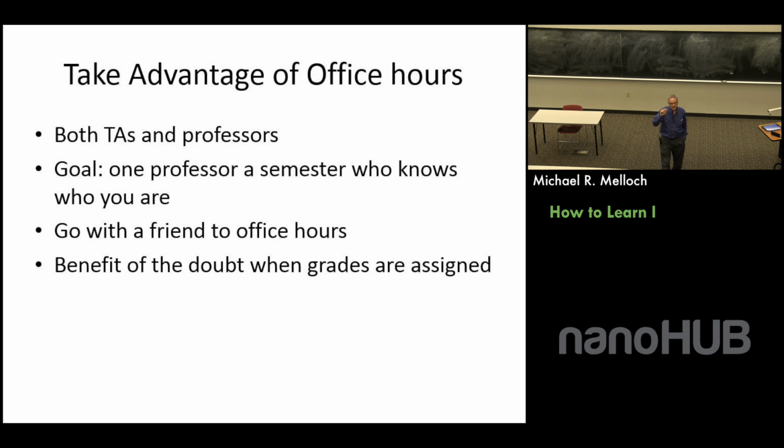A goal should be try to get one professor a semester to know who you are. Now this is especially important, I tell our undergraduates here, because they have these classes with 80 students and by the time to graduate, not a single professor knows who they are, and they need references or recommendations. So I tell them, go into office hours, if for no other reason, even if you don't need the help, to get the faculty member to know you. So you have someone to ask to be a reference. And there's always a chance of a benefit of a doubt when a grade cutoff is being put in.